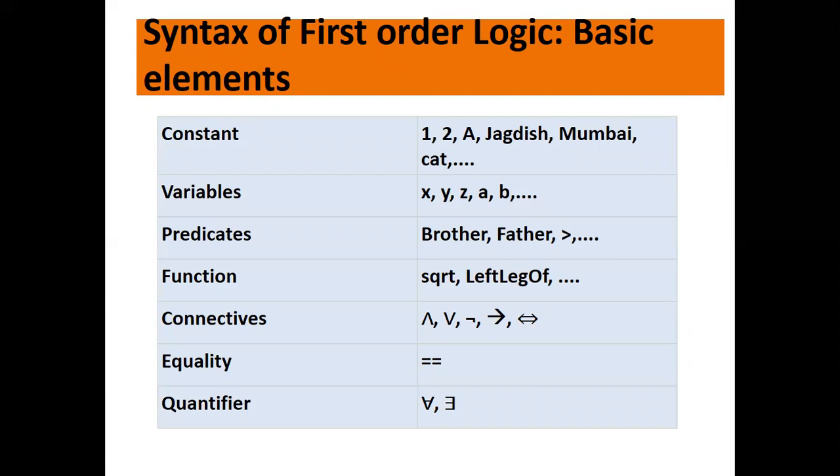Now the syntax of first order logic. Again, it has constants, and variables which are shown in lowercase. Predicates, just now we saw brother of, father, greater than, and all. Functions, like square root. Then it has all those connectives that we had in propositional logic. That is conjunction, disjunction, negation, implies, bidirectional, biconditional, right? Equality. An important one it has is the quantifier. We'll be talking about it in detail. So it has two quantifiers, there exists and for all.